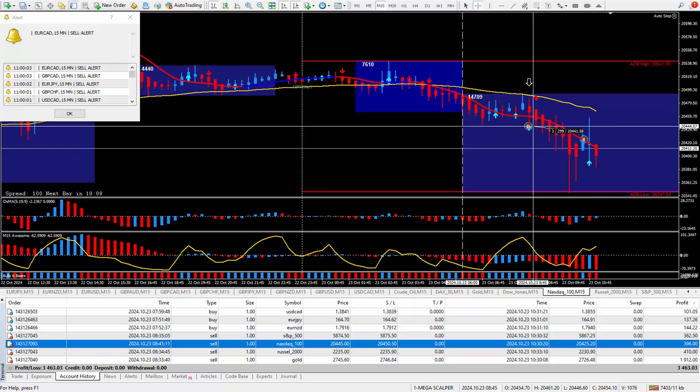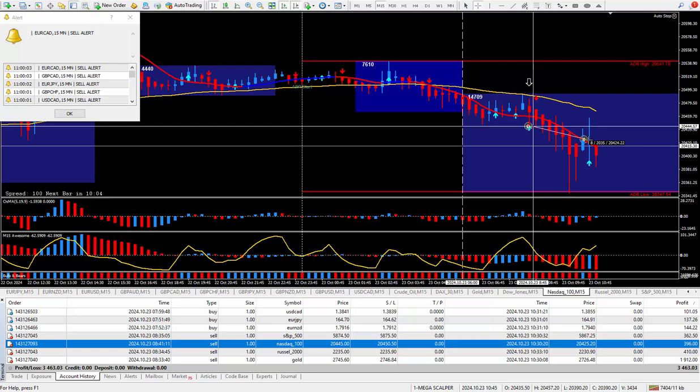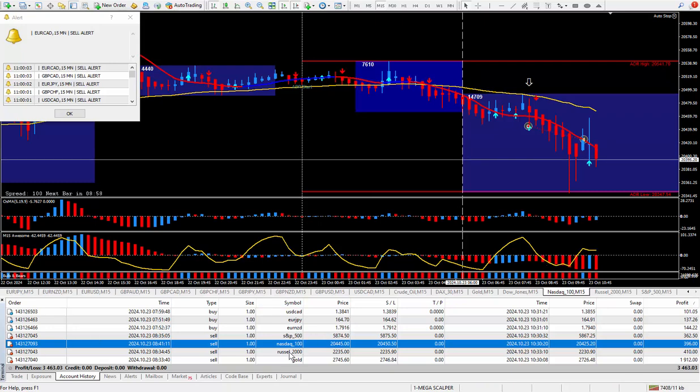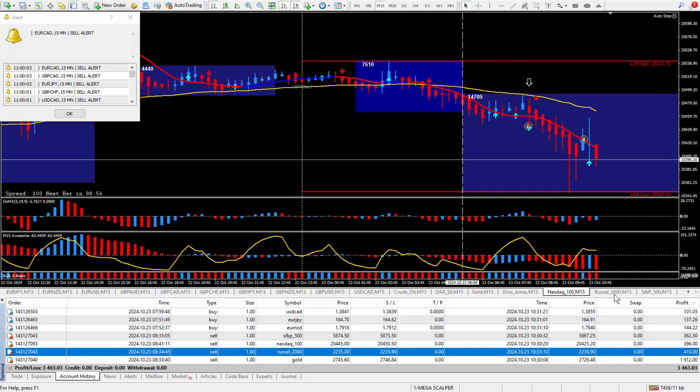So let's see. As I said, it's close to 20. That's close enough. And those 20 ticks paid out $396. Okay, let's move on to the next trade, which is Russell.